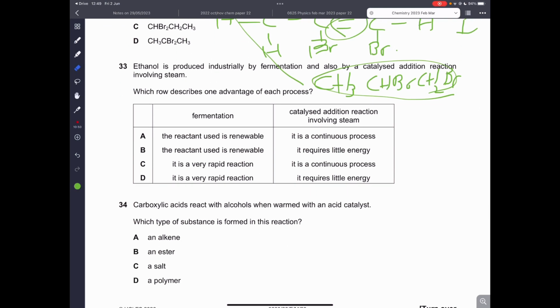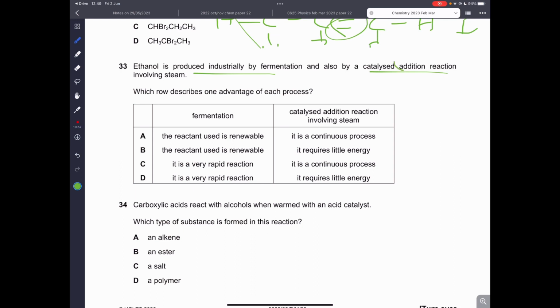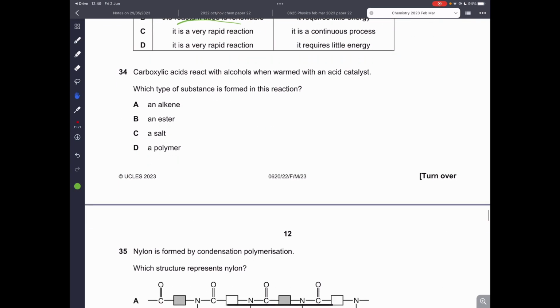Question 33. Ethanol is produced in fermentation and also by a catalyzed addition reaction involving steam. Which will describe one advantage of each process? So remember, it's asking for advantage. The reactant used in fermentation is renewable. This is correct. And the addition reaction involving steam is a continuous process. So that is an advantage. So A is the correct answer.